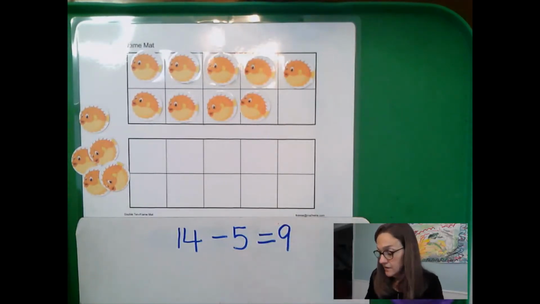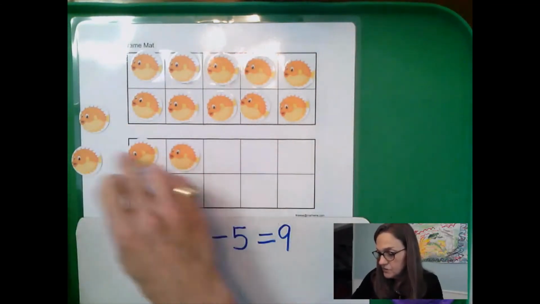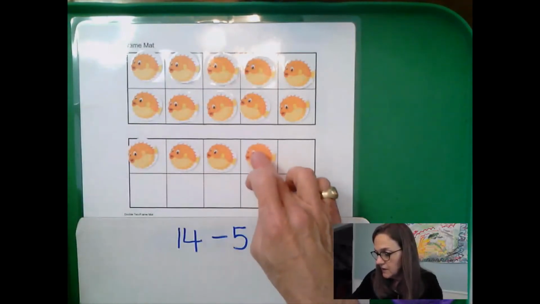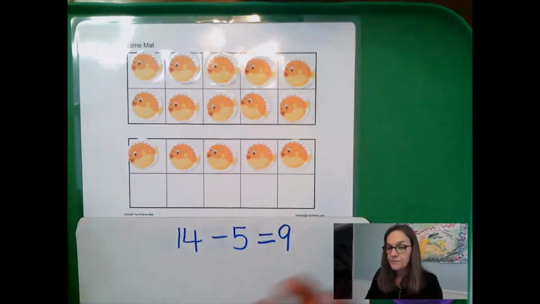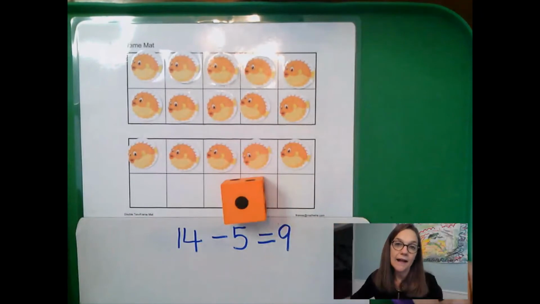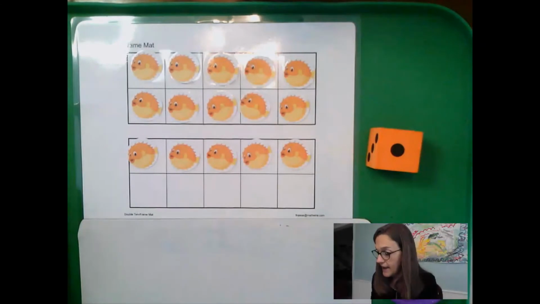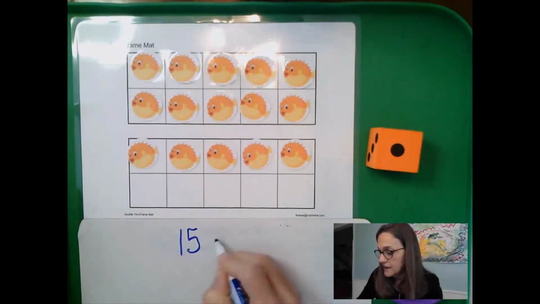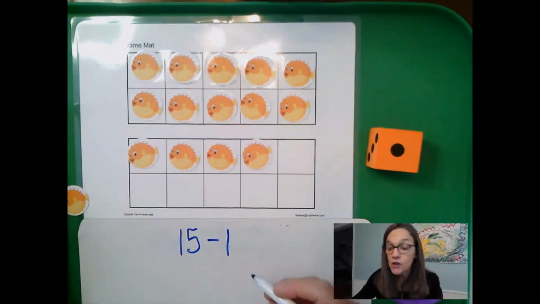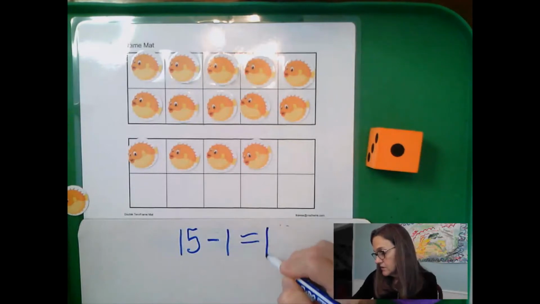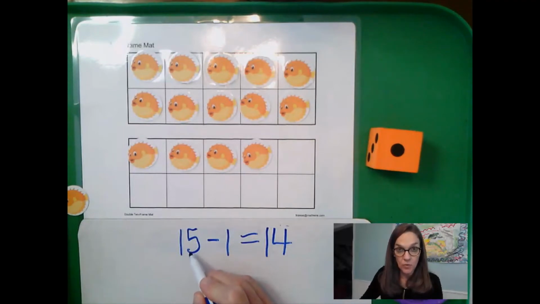Okay, all right. Now let's fill it up again, but this time let's fill it up to 15. See how I'm carefully filling in my 10 frame from left to right, okay? I'm going to roll my dice, and I got a 1. And that's okay, we can do that, because if I had 15 and I take away 1, now what do I have? 14. That should be easy for you.